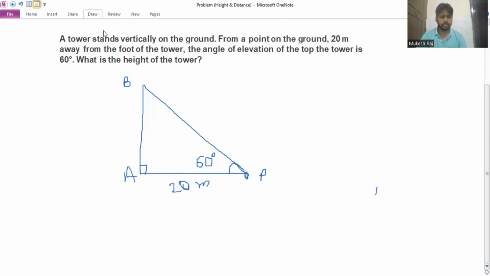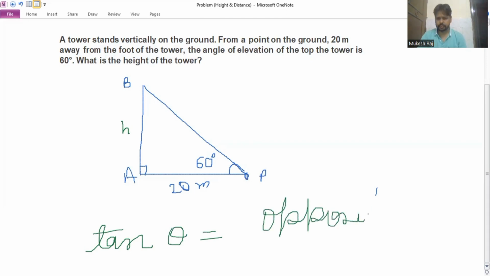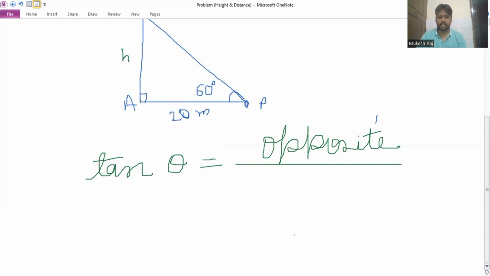Now, as per the question, we have to calculate the height, that is h, the length of the tower from A to B. Since it depicts the first case out of the three cases that we have seen, we can apply it in this form: tan theta is nothing but the opposite side by the adjacent side.